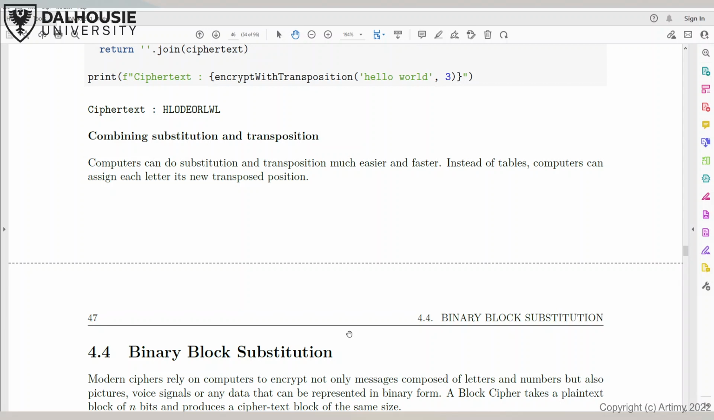They combine substitution and transposition, and the techniques that we have do both, and it becomes much easier when we use binary. All right, so instead of using alphabet or numbers, we will use binary. We convert all the data into binary, not just text. We can take an image and convert it into binary, ones and zeros, and then we encrypt the image by doing substitution and transposition.